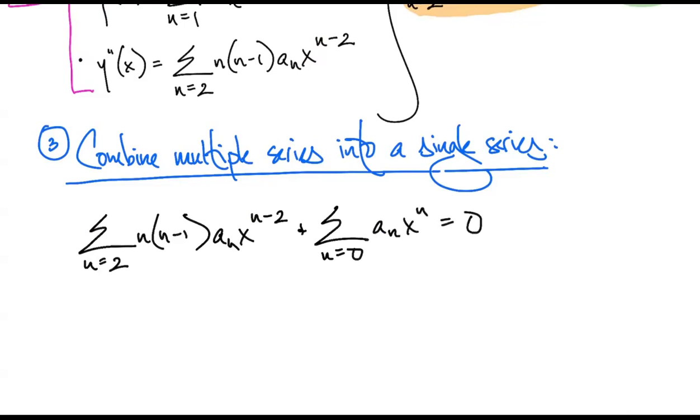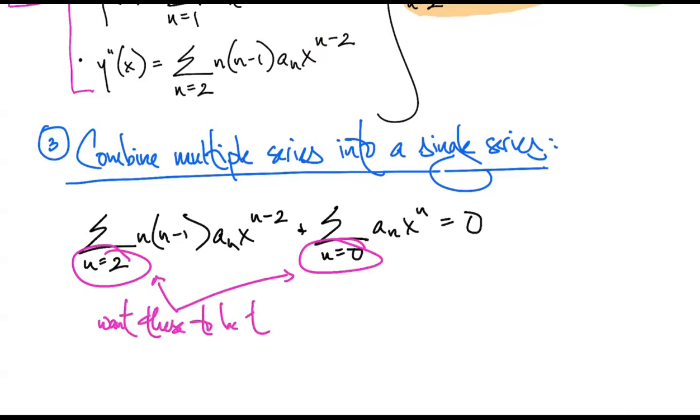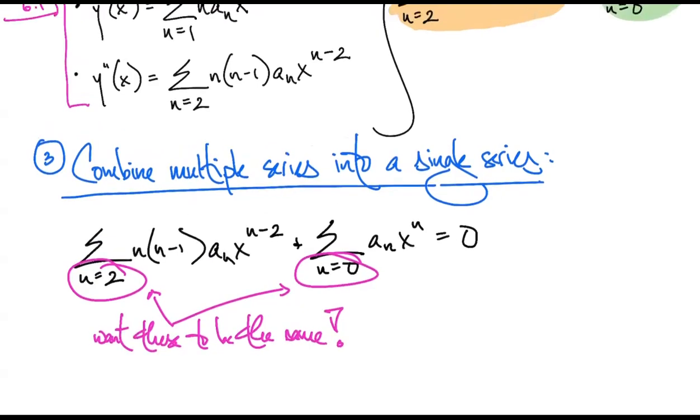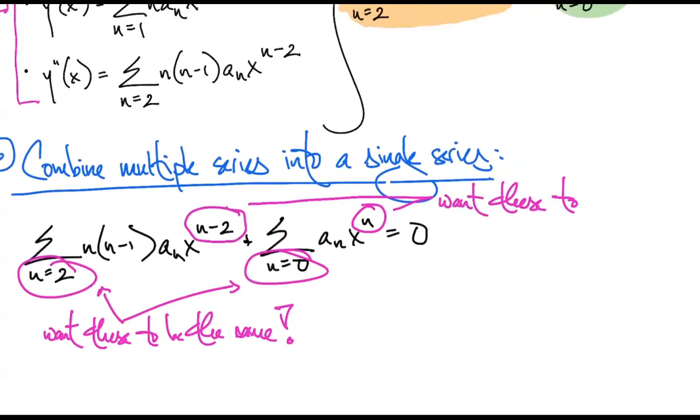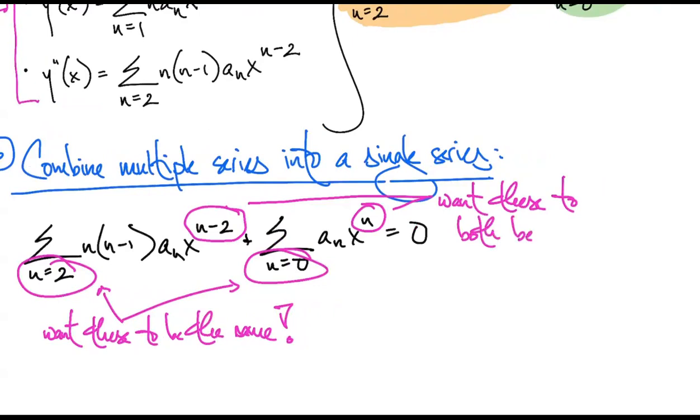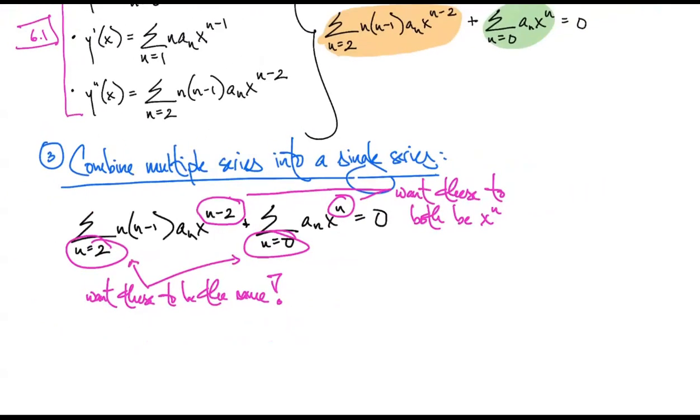Okay, our problem areas are as follows. We want these to be the same. Right now they're different; we want them to be the same. And our second problem spot is that we want these two to both be x to the n.